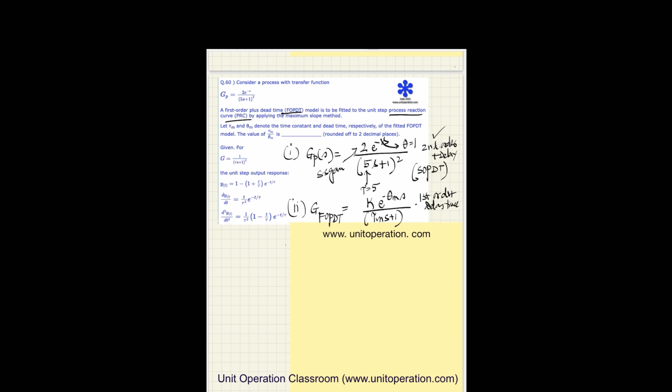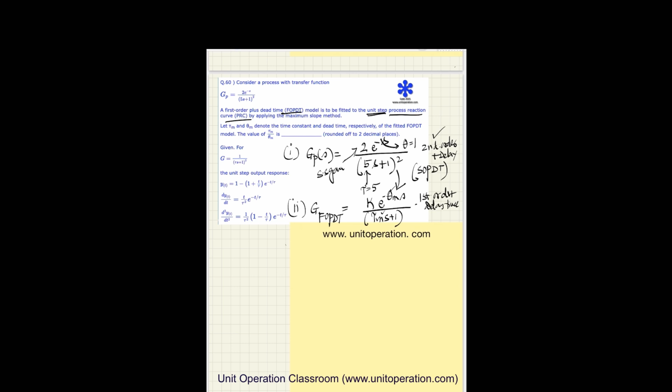Okay, so we have to fit the process reaction curve of this one to this particular model. So basically, based on the characteristic equation and the response of the system based on unit step input, we have to find out the parameters theta m and tau m. Basically, we have to find out the ratio. That's what we have to find out. So that's basically the problem here.